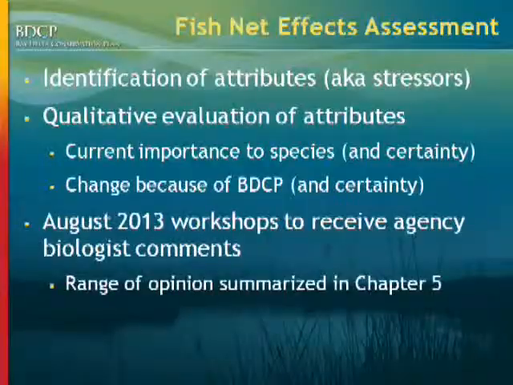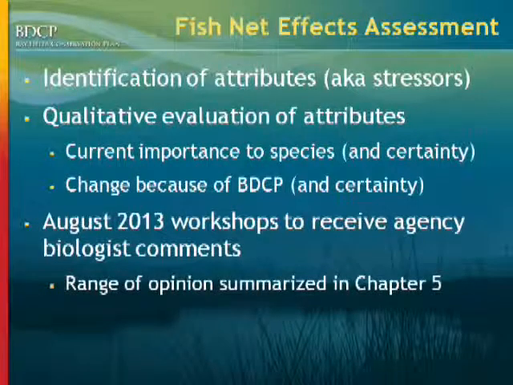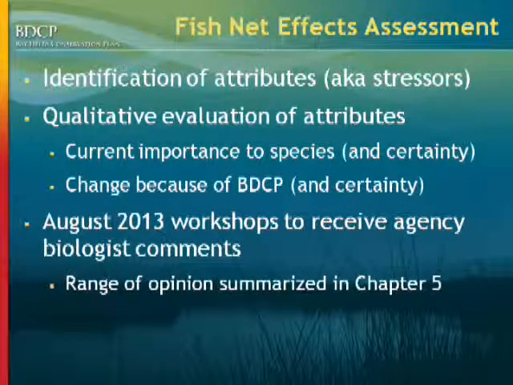Identification of important attributes. At one time we referred to these as stressors, but then some things couldn't really be considered stressors. They're just attributes of importance to species, so we're calling them attributes. A qualitative evaluation of the attributes, which includes assessing the current importance of the attributes to the different fish species, and the certainty associated with that. So something may be of low importance or moderate importance based on existing literature and other sources.